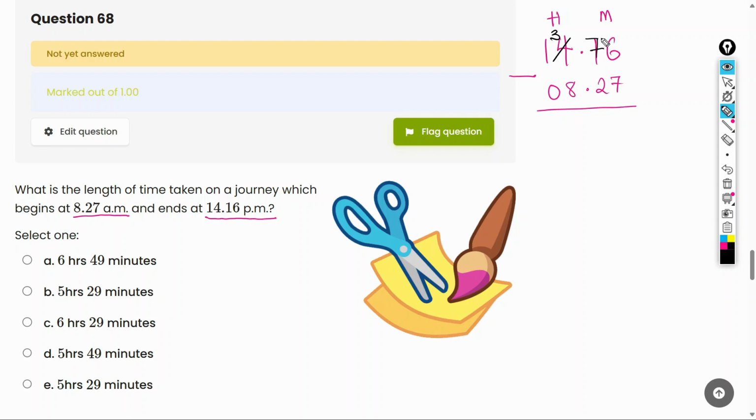6 minus 7 wouldn't work, so we borrow 1 from 7 here, becomes 6. So this is 16. 16 minus 7 is 9. Then 6 minus 2 is 4. And then 3 minus 8, it wouldn't work, so we make it 13. 13 minus 8 is 5. So that's 5 hours and 49 minutes right here.